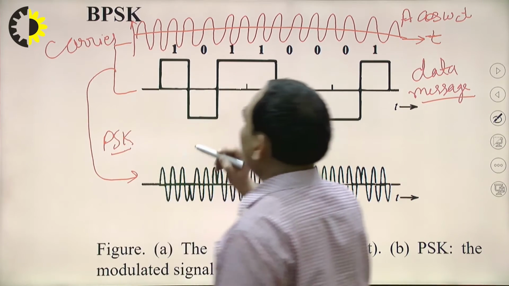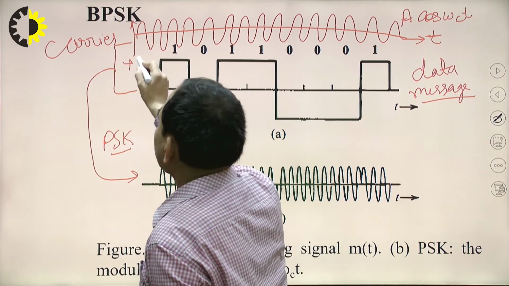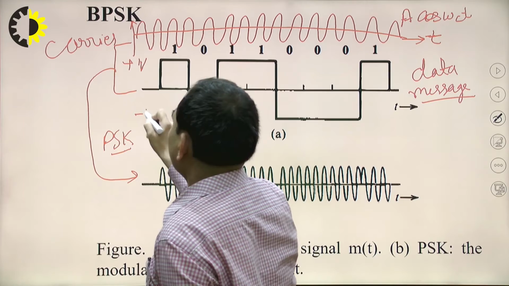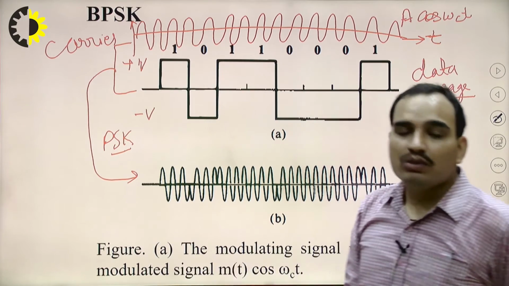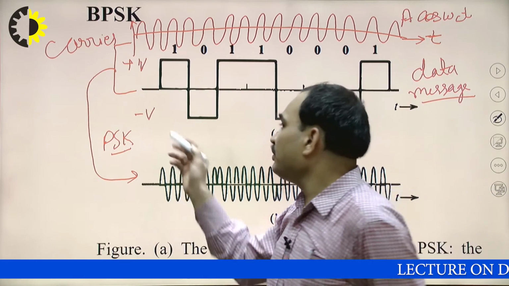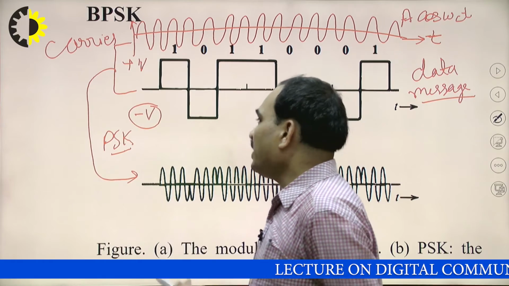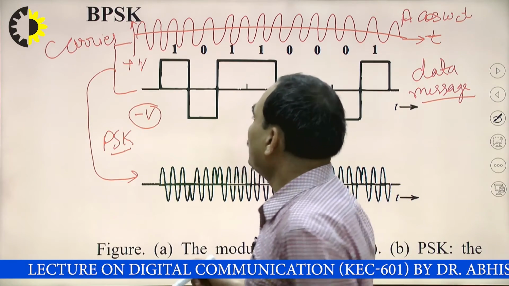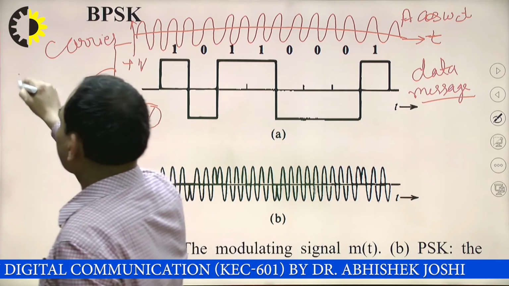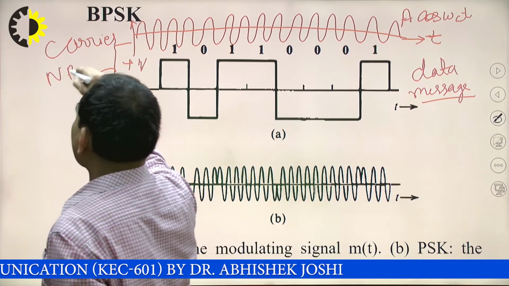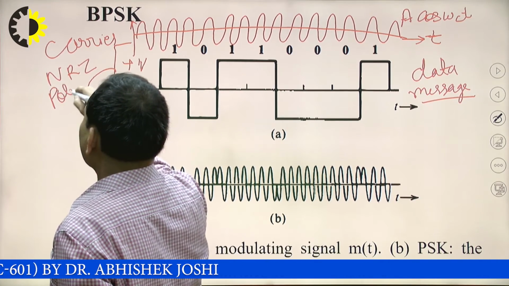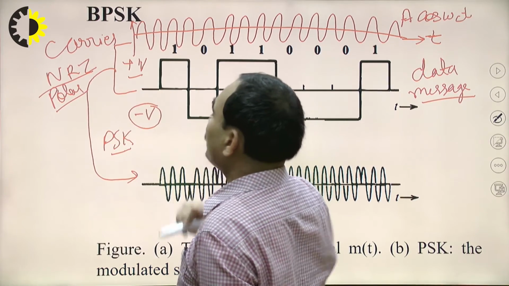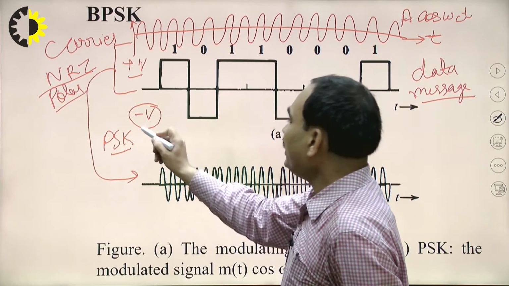Here we have the voltages as +V and -V. It may be +1, it may be +5, it may be +10, it may be -5, it may be -1. So negative voltage and positive voltage represent the polar signal. So this is the NRZ polar signaling. In the NRZ polar signaling, we are representing our data as 1 by plus voltage and 0 by minus voltage.